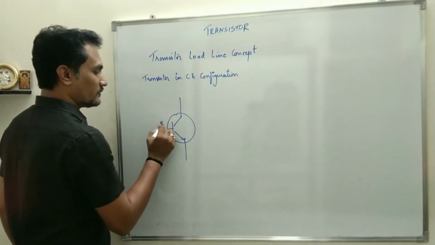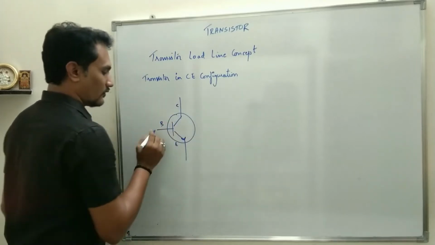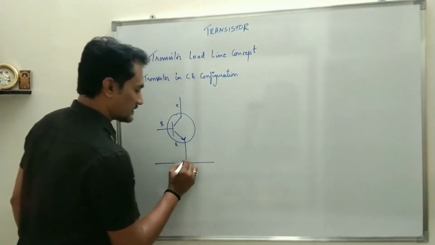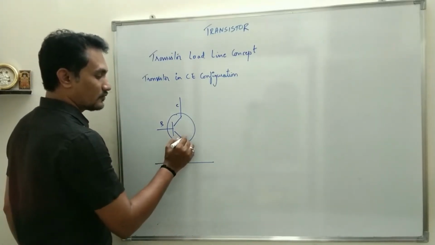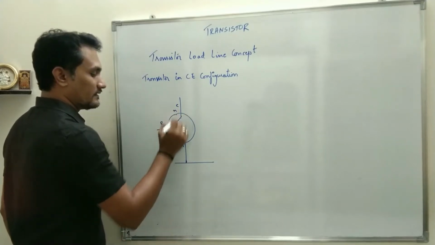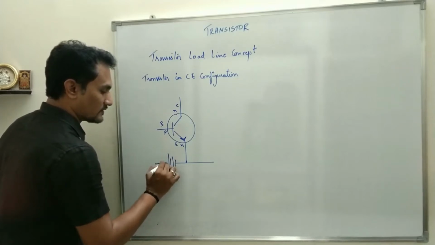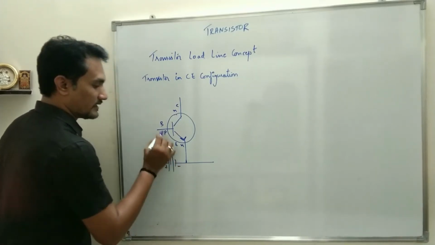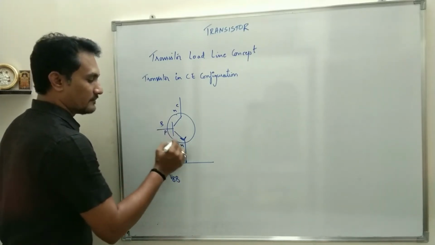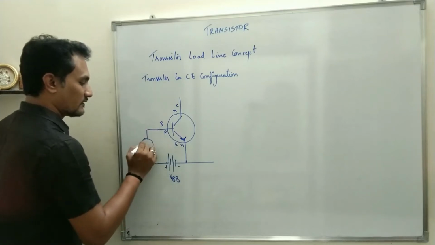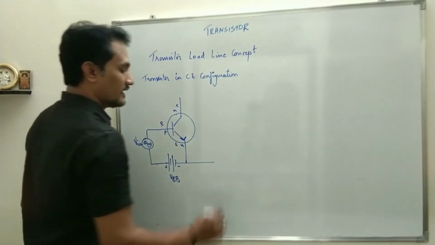So input is applied between base and emitter, and output is applied between collector and emitter. The emitter base junction should be forward biased, and the collector base junction should be reverse biased. The arrow mark is outward, so it is an NPN transistor, N connected to negative, P connected to positive. This will be VBB, which will be applied to the base, which will forward bias the base emitter junction. Here we will apply the input voltage Vin, which has positive as well as negative half cycle.